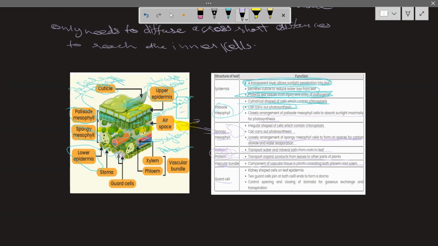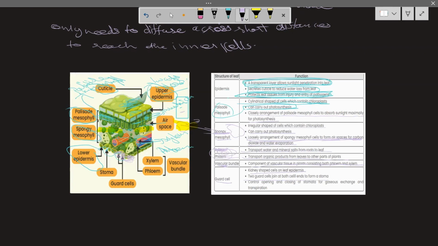So what does a guard cell do? Kidney-shaped cells on the leaf epidermis. It is on the lower epidermis, likely to be found on the lower epidermis, not on the upper epidermis. Two guard cells join at both cell ends to form a stomata. So when two guard cells are joined, they form stomata.